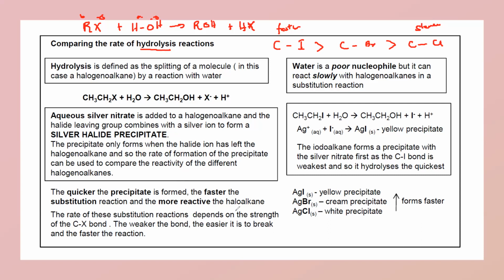So the rate of substitution depends on the strength of the carbon and halogen bond, and weaker bonds are easier to break. That's why when we compare, silver iodide forms faster as compared to silver bromide, and it forms faster than silver chloride. So what is the main reason for that? It's about the bond length and the bond energy.